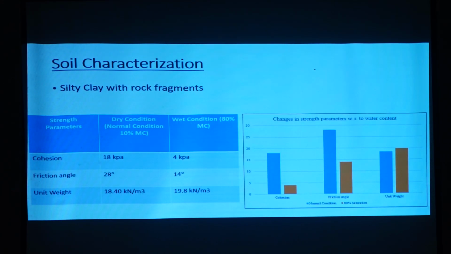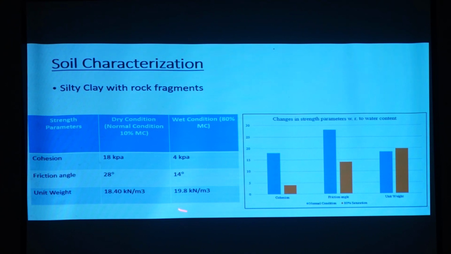This is the soil characteristic of the caverns. The cohesion I have used in two conditions. The trial condition is a normal condition at 10% moisture content, and this is the value for the external parameters. In the 80% moisture condition, cohesion reduces from 18 kilopascal to 4 kilopascal, and friction reduces from 14 to 12.